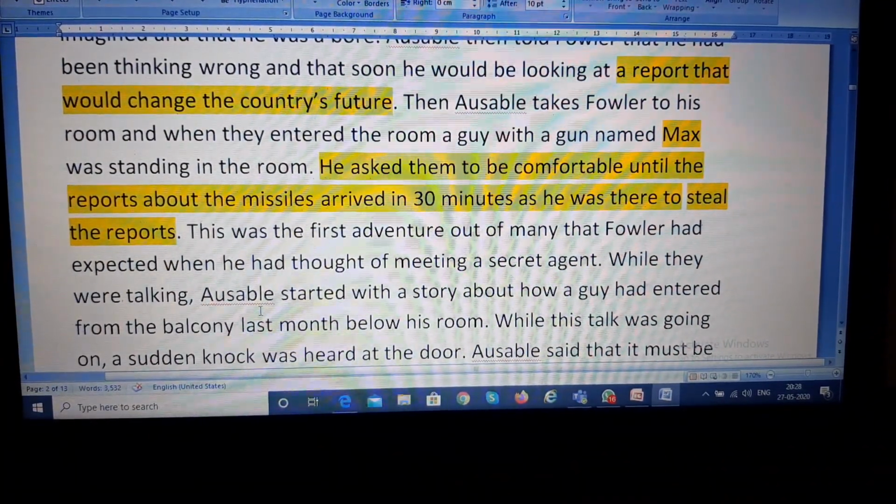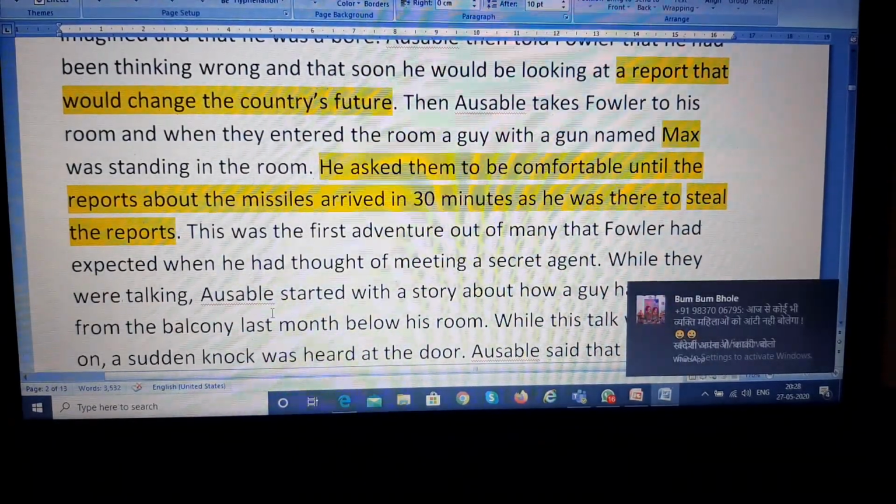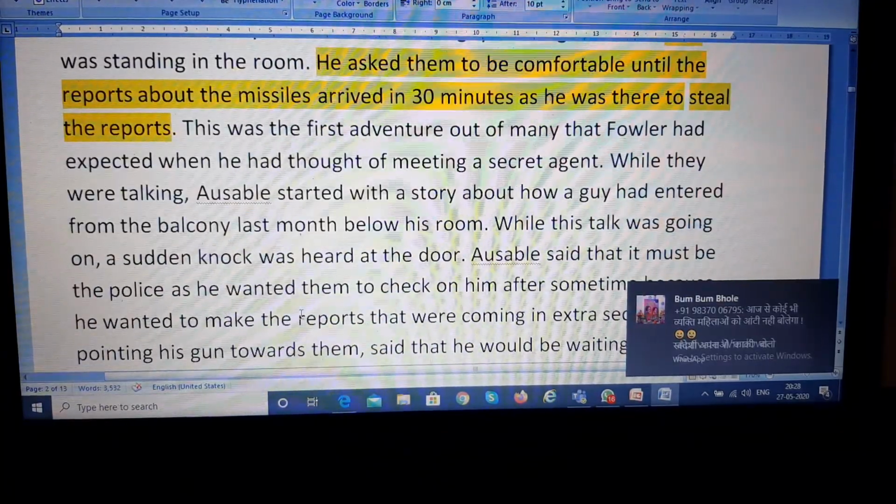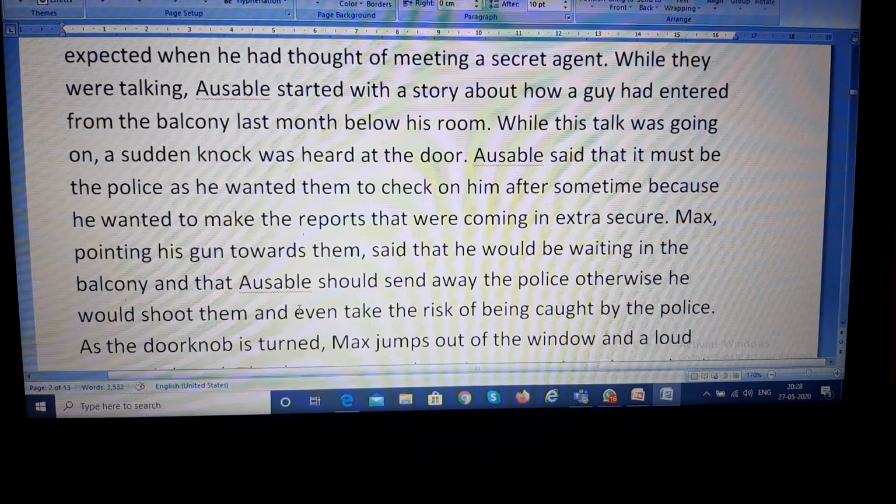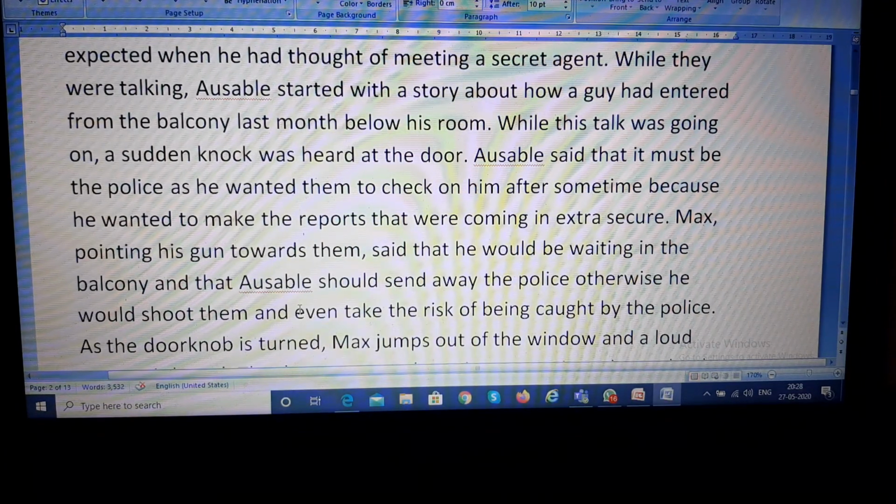While they were talking, Oswald started with a story about how a guy entered from the balcony last month below his room. Here we see the wittiness of Oswald coming into reality. From here, that witty character starts playing its role. Oswald starts building a web of a story in which he is going to trap Max. Without anybody initiating him, he starts speaking that last month also the same incident happened, when another man climbed up to his room from the balcony just below his room.